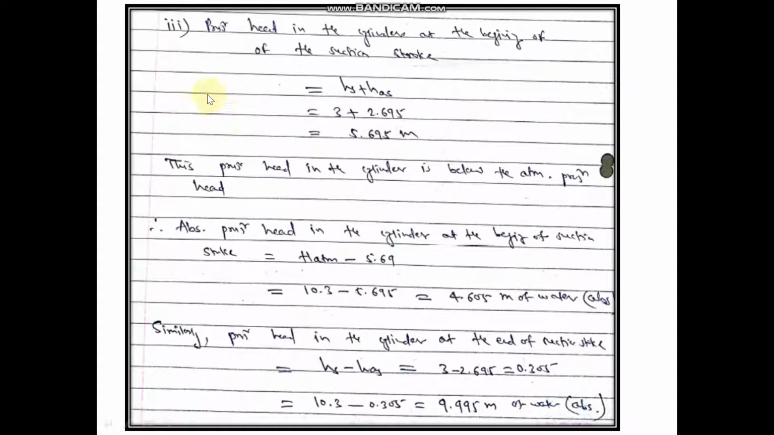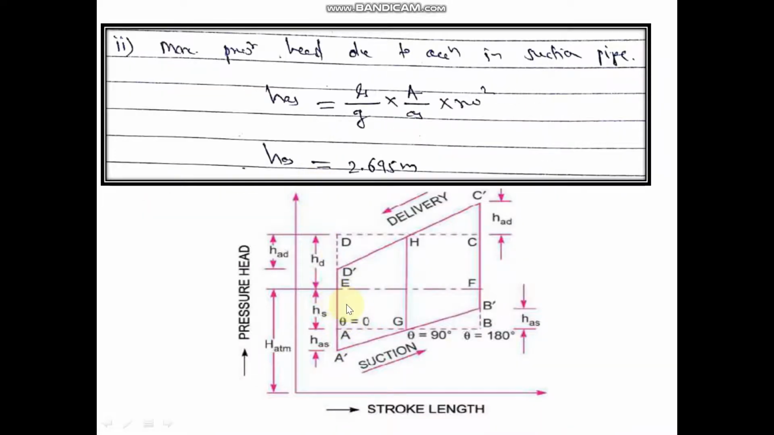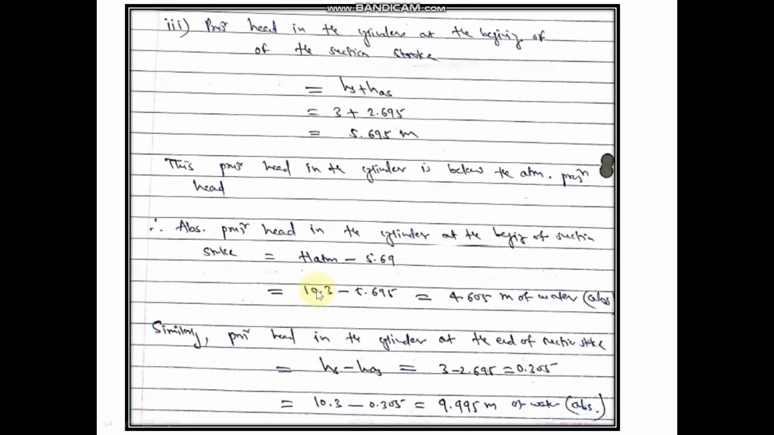The third problem is to determine pressure head in the cylinder at the beginning of the suction stroke. Now at the beginning of the suction stroke, when theta is 0, the pressure head is the summation of HS and HAS. HS is suction head and HAS is the acceleration head in the suction pipe. So at the beginning, total pressure head is HS plus HAS, that is 3 plus 2.695, and the answer is around 5.695 meter.